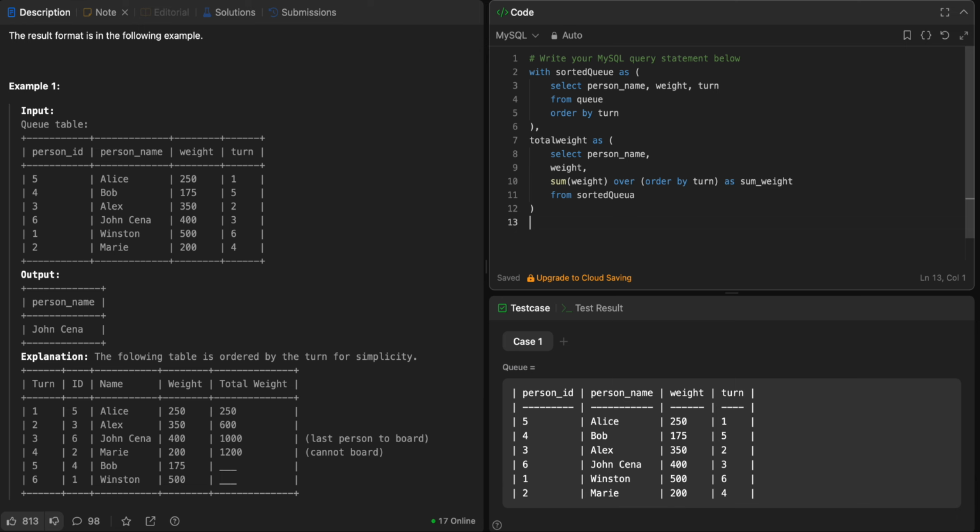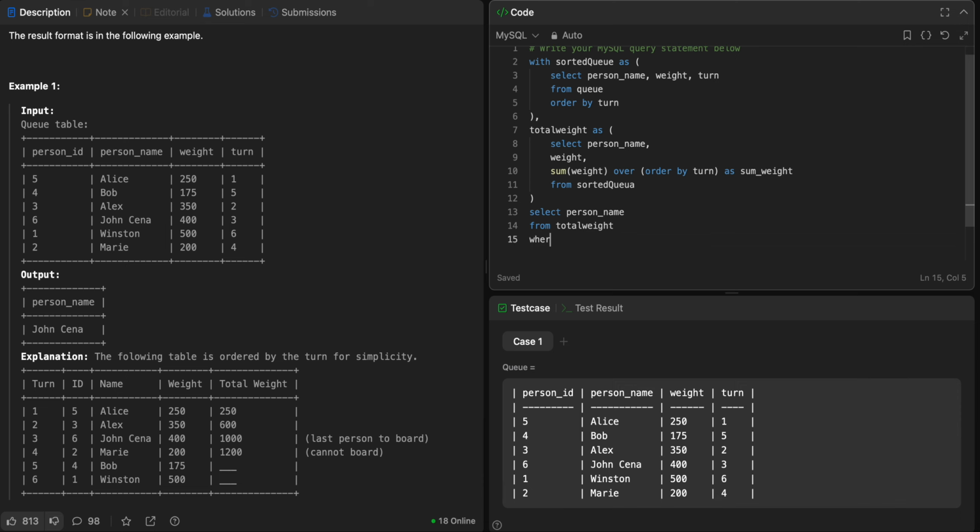हम लोग मेन पे आते हैं, जो हमें वैल्यू चाहिए. सेलेक्ट पर्सन नेम, जो हमारा टेबल है, टोटल टेबल, टोटल वेट का टोटल वेट. वहाँ पे हम लोग कंडीशन लगाएंगे जो हमारा सम वेट हो. सम वेट की वैल्यू ग्रेटर देन 1000 नहीं होनी चाहिए. इट विल बी ऑलवेज लेस देन 1000 और इक्वल टू 1000.